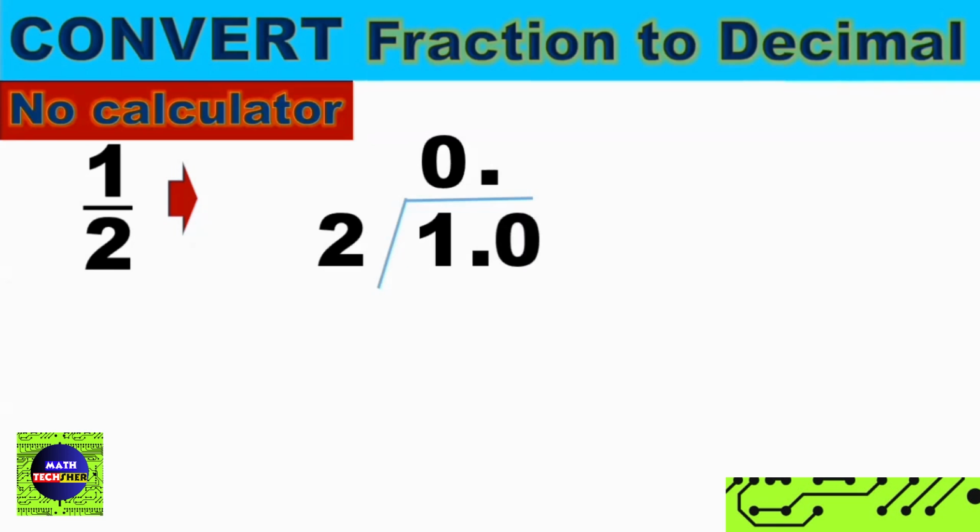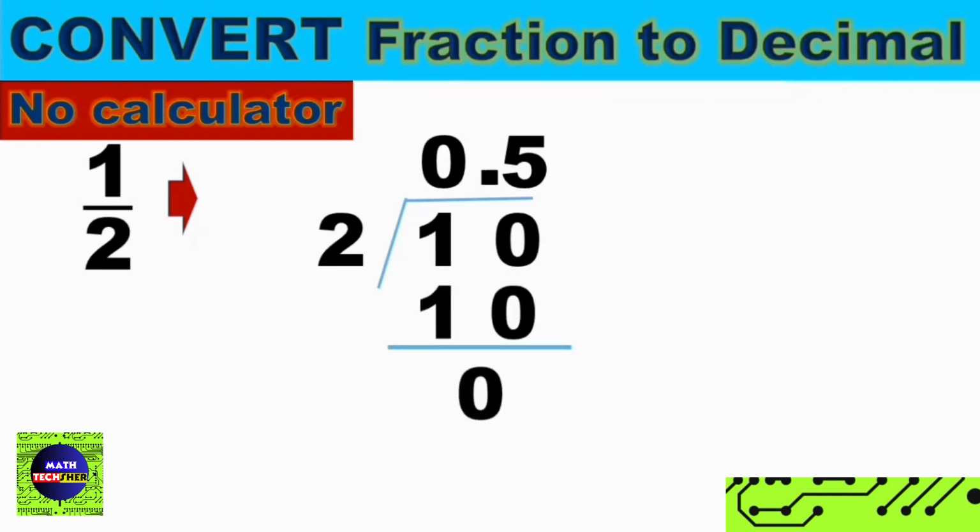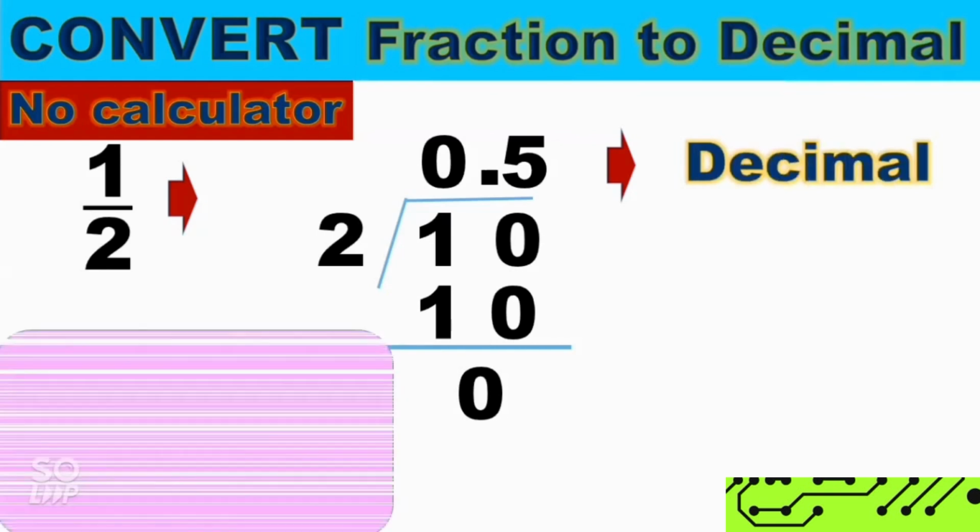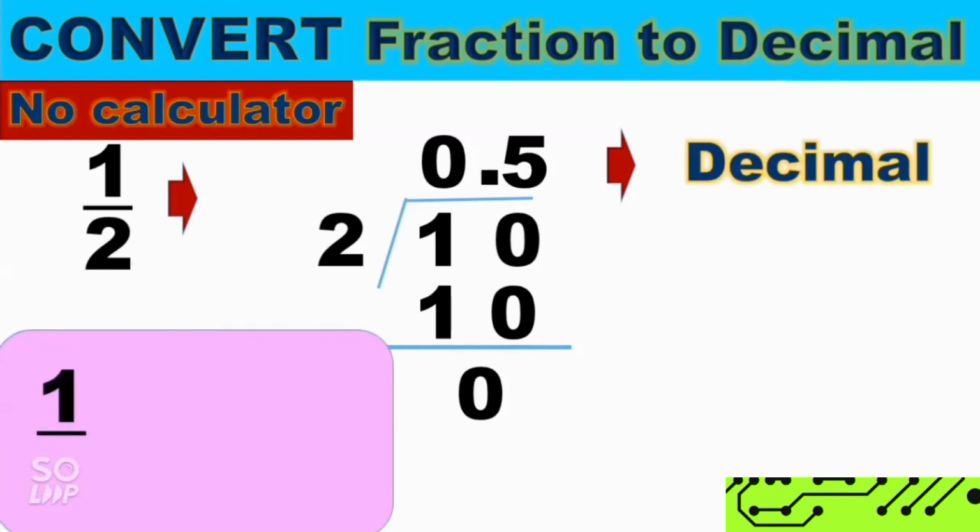And then we add 0 sa dividend and 10 divided by 2 equals 5. And then 5 times 2, it is equal to 10. Okay, then 10 minus 10 is equal to 0. Then now our quotient is 0.5, that is what we call the decimal. Okay, again, 1 half is equivalent to 0.5 in decimal.